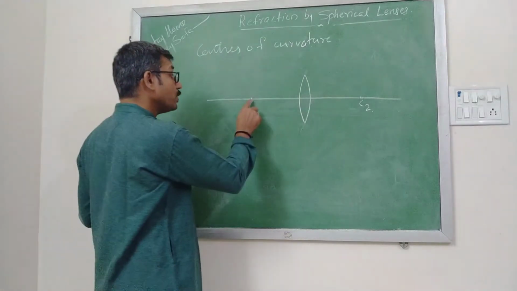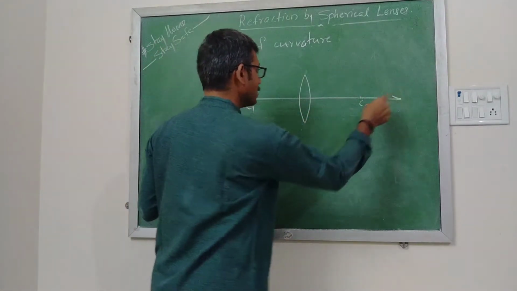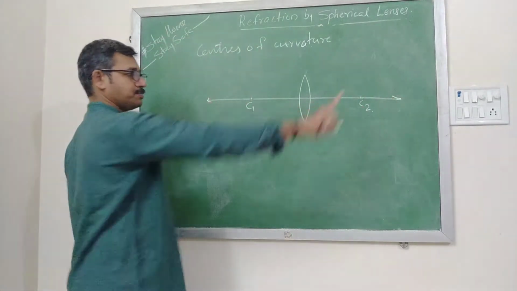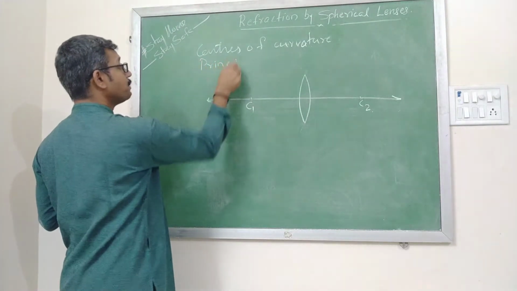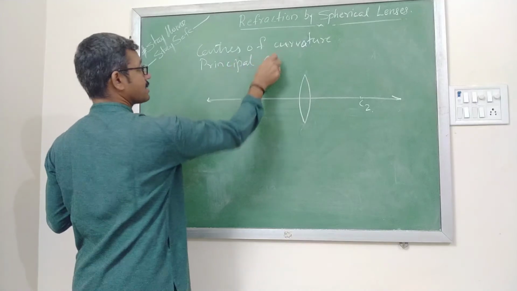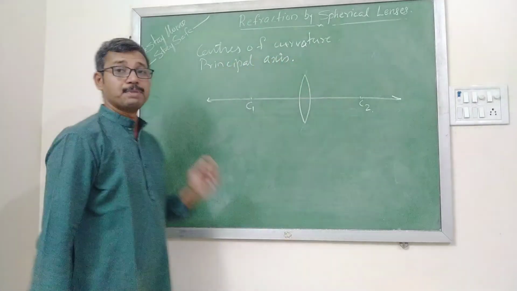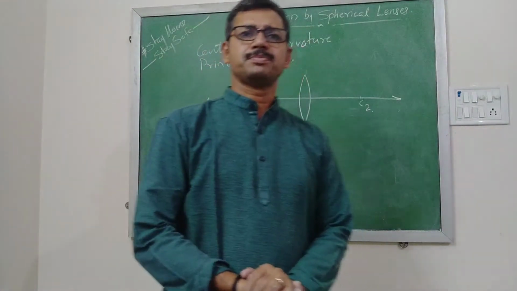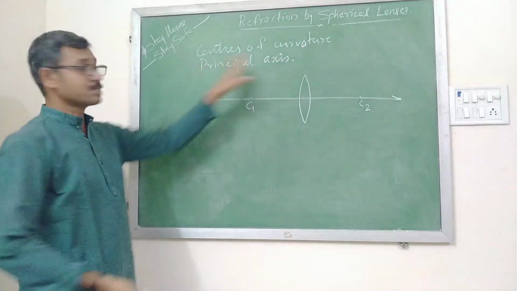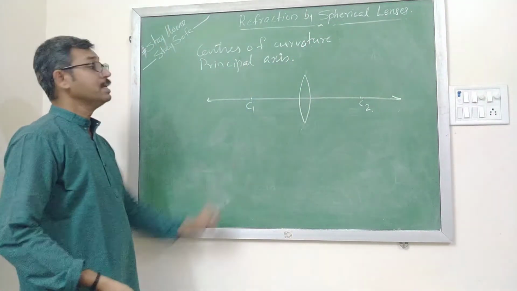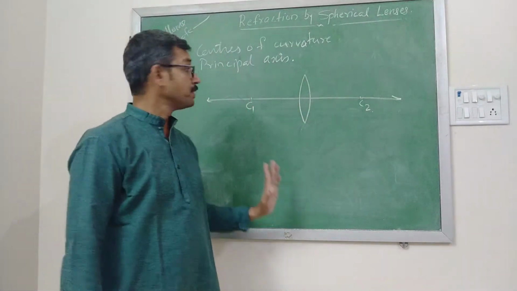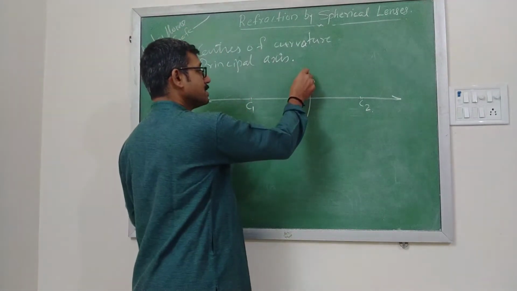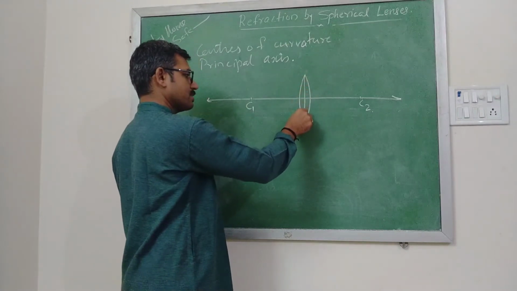Now, by joining these two centers, we draw a line. Then it is called the principal axis. What is the principal axis? The principal axis is a line passing through the centers of curvature. This is the axis of the lens, we can see.